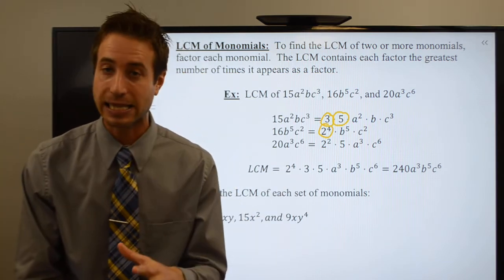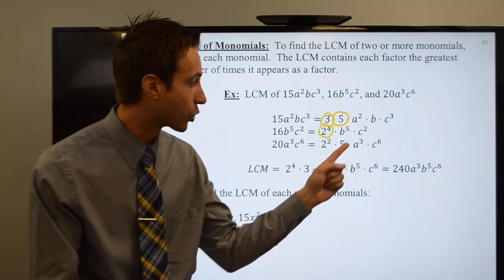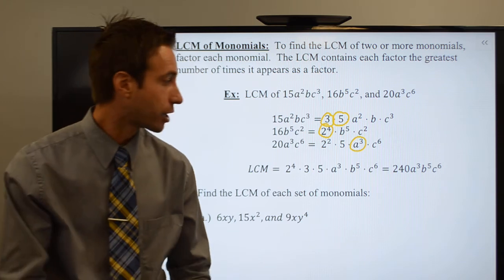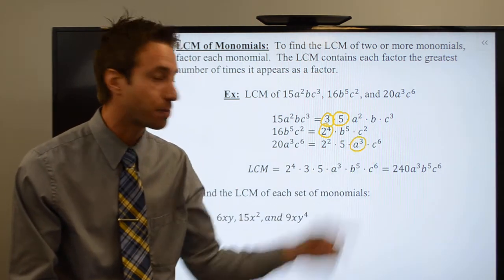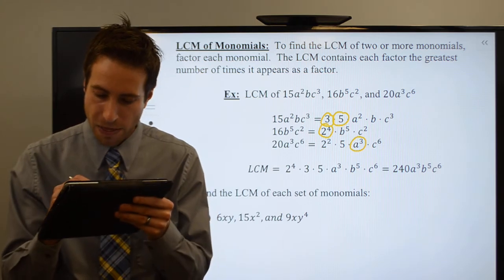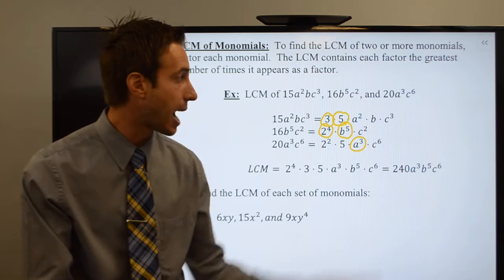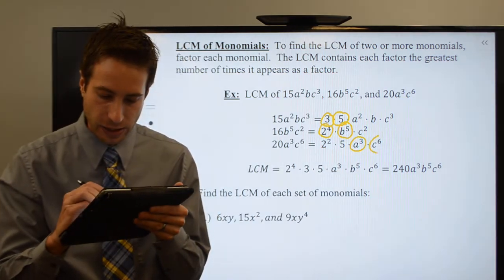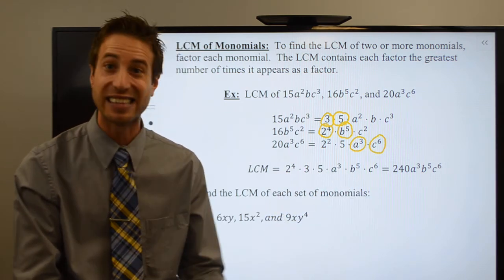You do the exact same thing for the variables. A shows up twice, a squared, a cubed. You keep the bigger one, a cubed. B shows up twice, b to the 1st, b to the 5th. You keep the bigger one. And c shows up all 3 times, c to the 3rd, c squared, c to the 6th. You keep the biggest one. So that's where the 2 to the 4th, the 3, the 5, the a cubed, the b to the 5th, and the c to the 6th come from.